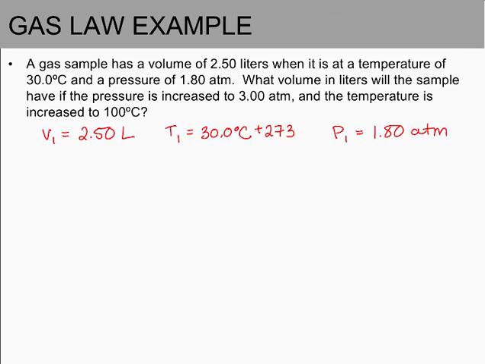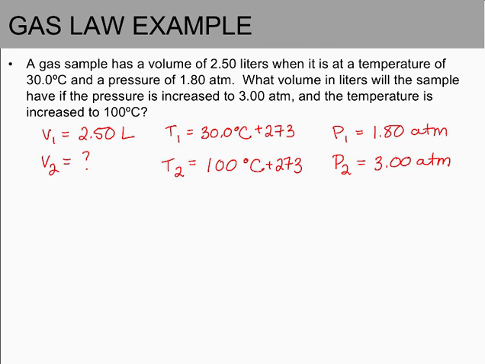So what volume in liters, so V2 is unknown, will the sample have if the pressure is increased, so P2 is equal to 3 atmospheres, and the temperature is increased, T2 is equal to 100 degrees Celsius. And remember again, we want to use Kelvin, so we'll add 273 to our temperature.